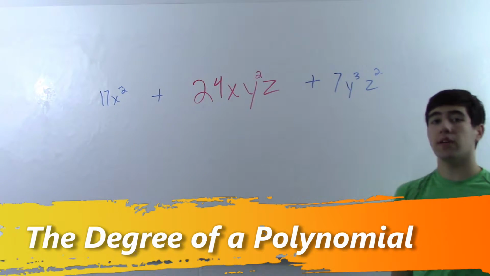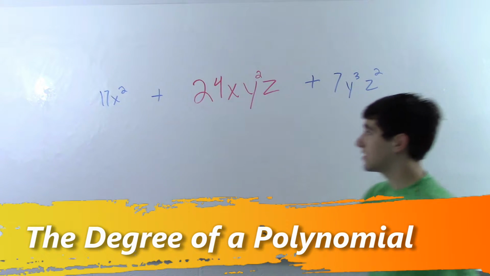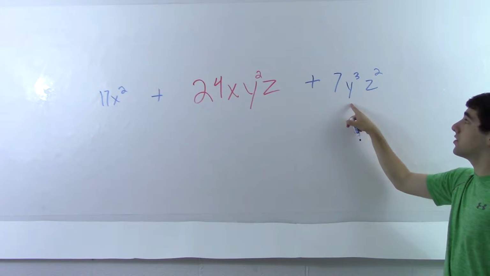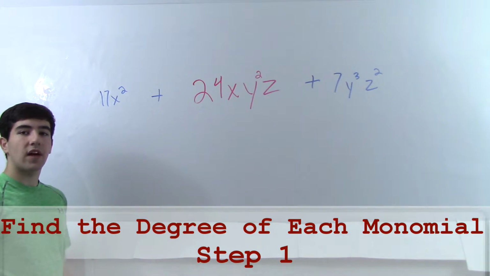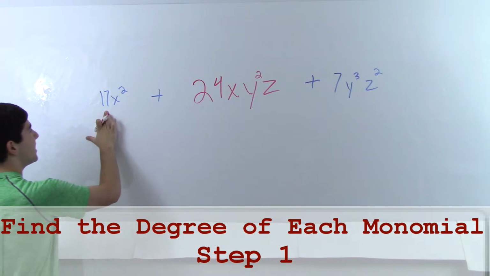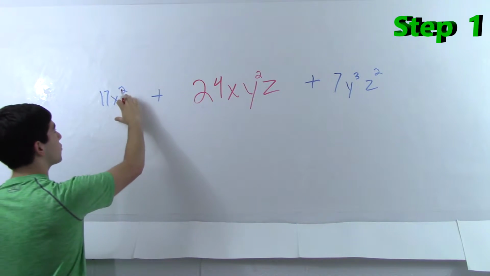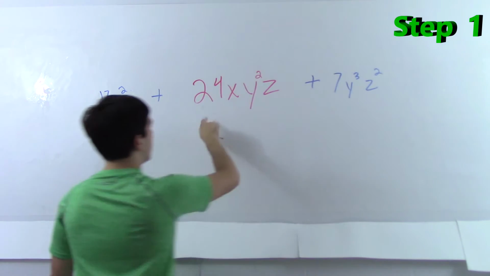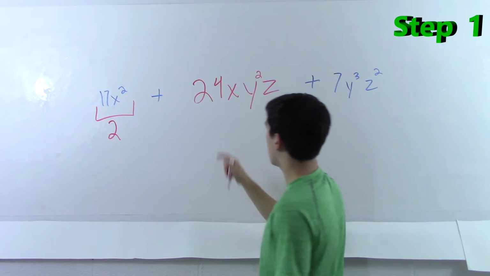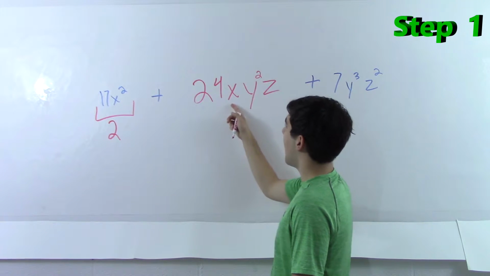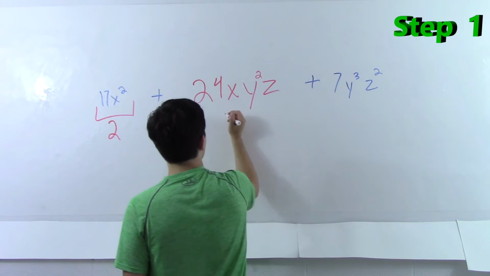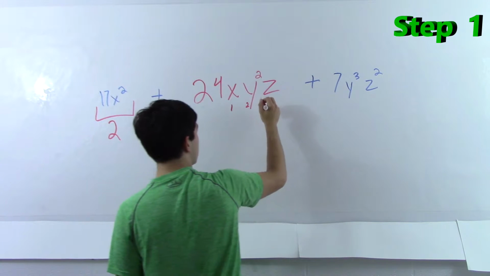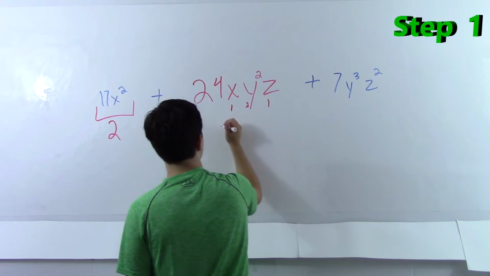Another thing you're going to need to know is the degree of a polynomial. In this case, we have 17x squared, 24xy squared z, and 7y to the third power z squared. First, let's find the degree of each monomial. 17 is a number, so it doesn't have a degree, but x squared has a degree of 2. For 24xy squared z, 24 has no degree, x has a degree of 1, y squared has a degree of 2, and z has a degree of 1. 1 plus 2 plus 1 is 4.